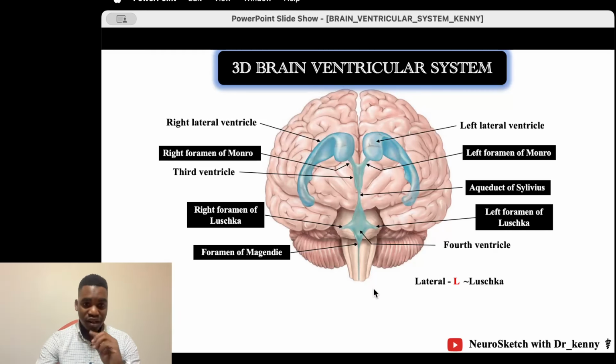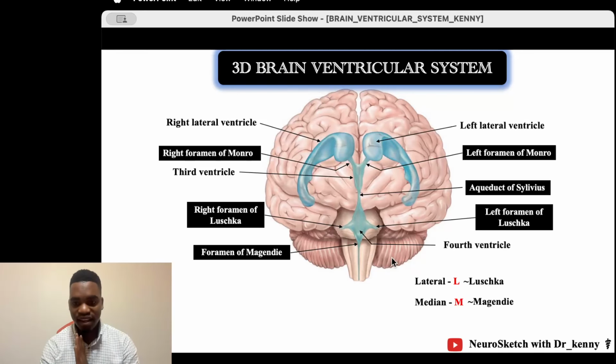Number one, think of the lateral aperture. It starts with the letter L. So L for lateral will be for Luschka. The foramen of Luschka will always be on the lateral side. You cannot forget. And then think about the median. Median starts with the letter M. So M will be for Magendie. M, median, M for Magendie. So the foramen of Magendie will be median. The median aperture is the foramen of Magendie. Easy peasy, right? No confusion.